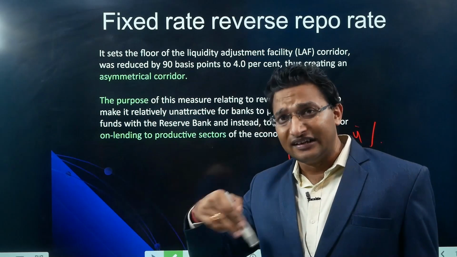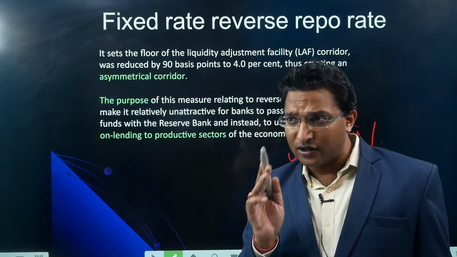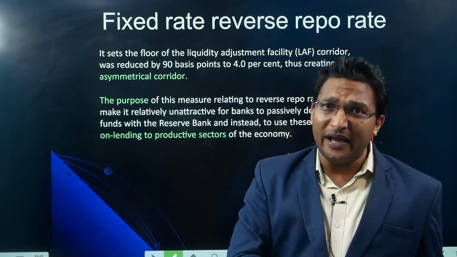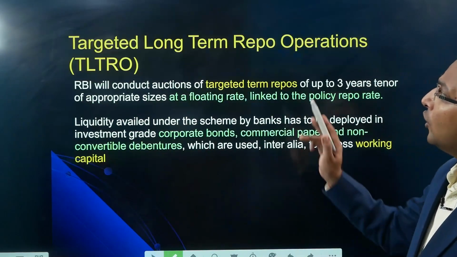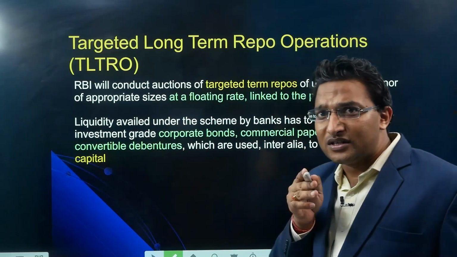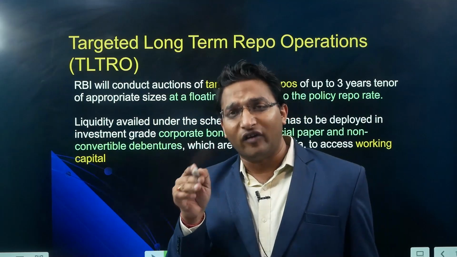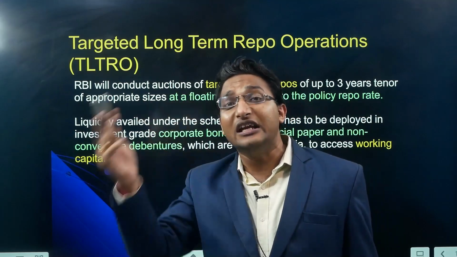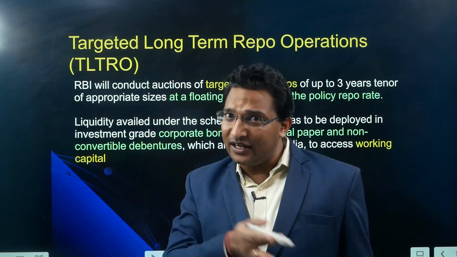Why this increase? This increase is so that RBI is encouraging the bank not to come to the RBI, rather go to the market to give the loan, right? Targeted long-term repo operation. Long-term repo operation is basically for more than 1 day. Normally the repo operation is for 1 day, but long-term is for up to 3 years. So this new tool has been used by the RBI in the recent month.